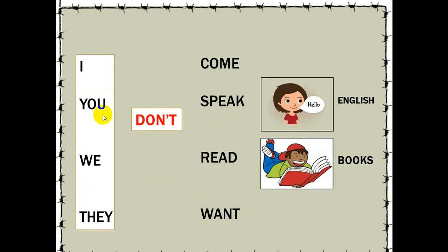When we have the pronouns I, you, we, and they, we use the auxiliary verb don't. We use it with the main verbs in their base form with the complement. I don't come regularly to your house. You don't speak English. We don't read books. They don't want books.